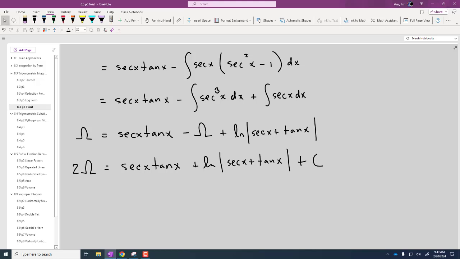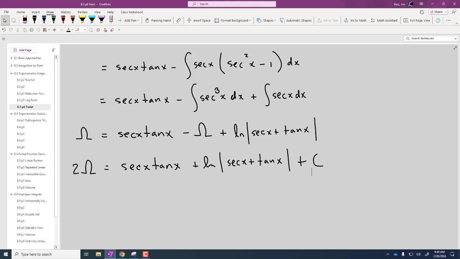Question? Where'd the negative go? On the top to the second row? So this negative here distributes. Oh. So this is secant cubed minus secant, and that minus becomes minus secant cubed plus secant. Yeah, makes sense. So that minus distributes to each part.